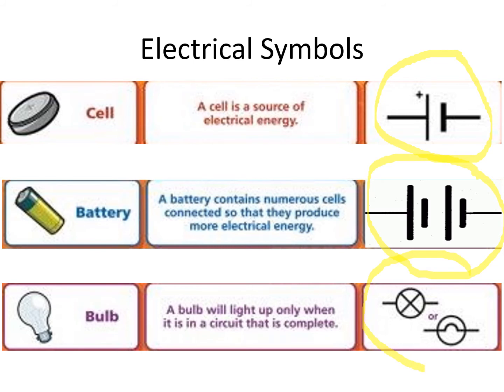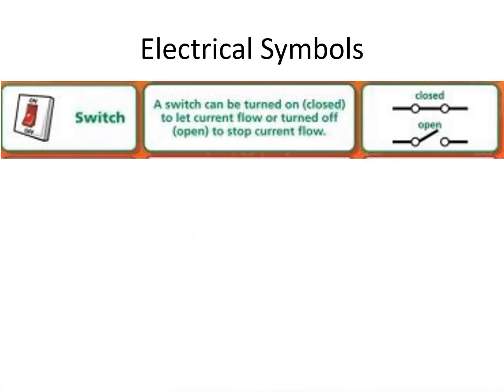These are some of the symbols for a bulb. So you can use any of the two given symbols. A switch can be turned on or closed to let current flow, or turned off, open, to stop current flow. This is the symbol for a closed switch, wherein a closed switch allows electrons to flow. And this is an open switch that cuts off the flow of electrons.